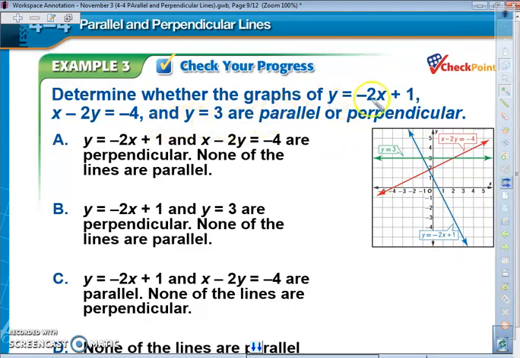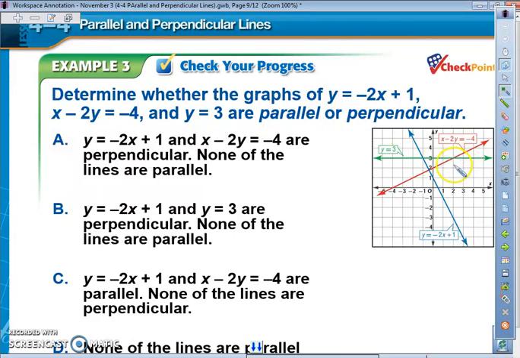Determine whether the graphs of this are parallel or perpendicular. If you look, they already drew the 3 lines for you right there. And you can see nothing is parallel on this. To be parallel, it would have to be the same slope. So like for the red, there would need to be another line going like this at the same slope. So there's none that are parallel. Looking right here at green, I can automatically tell that green is not perpendicular.